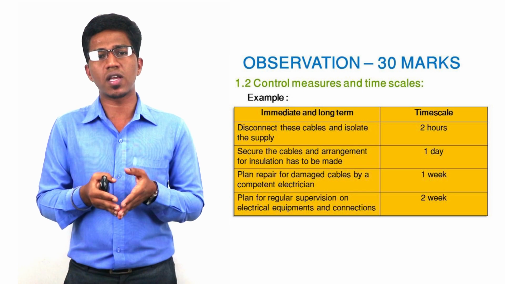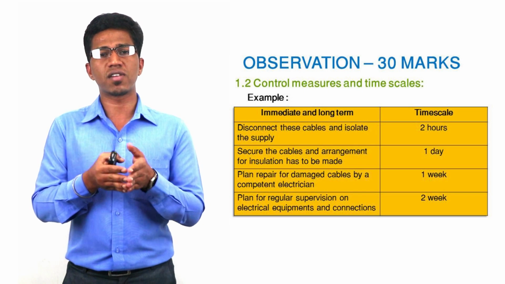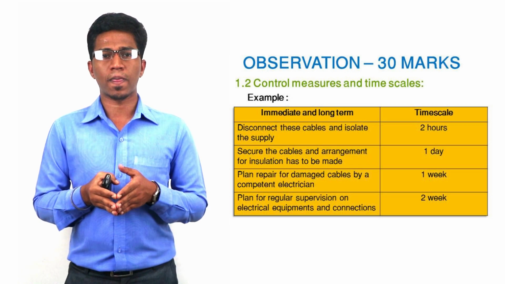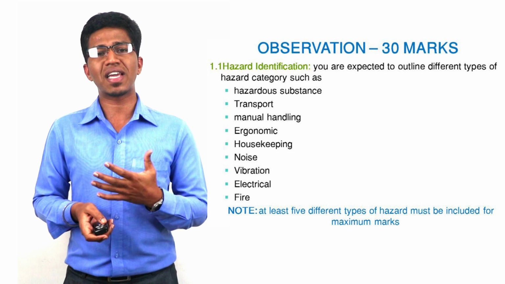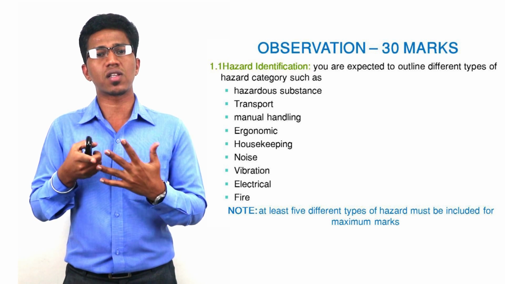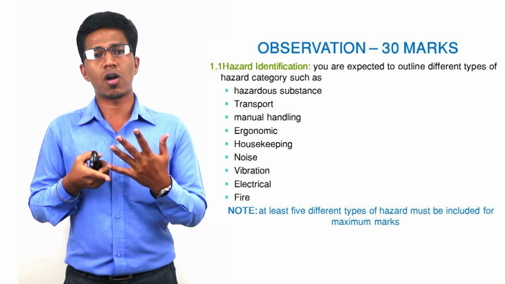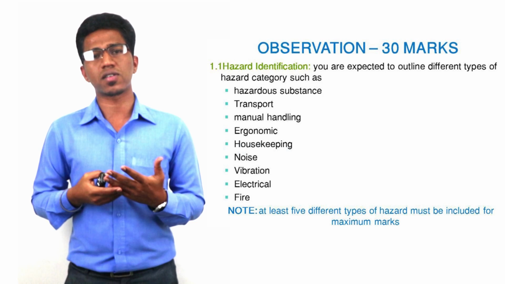Comparatively, I identify as a candidate 20 to 25 unsafe acts or unsafe conditions. Now overall, when you write this observation, make sure you're covering at least 5 categories of hazard. When I say category, it covers fire, electrical, chemical, could be biological or mechanical, any category. Make sure you're covering at least 5 categories.